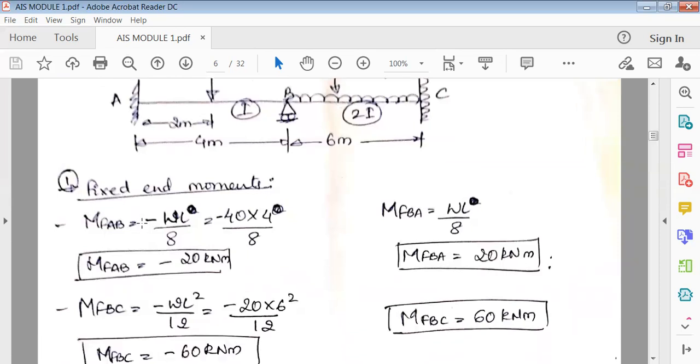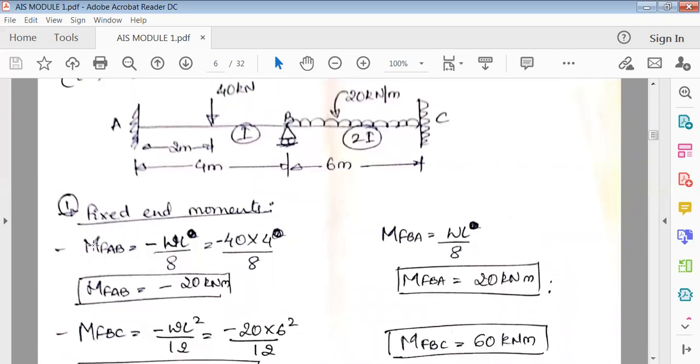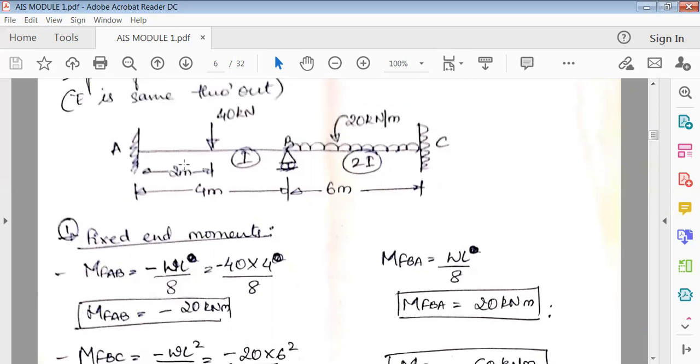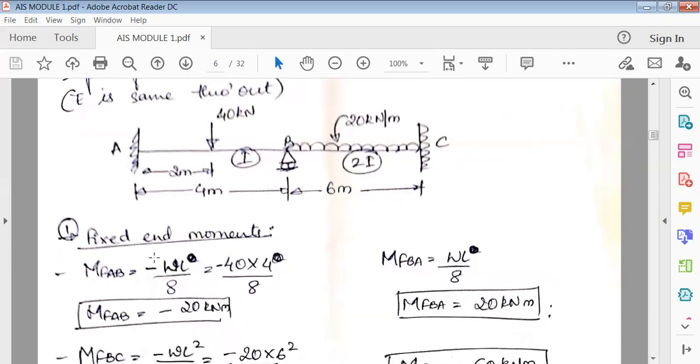The first step is finding the fixed end moments. That is why we are going to add a suffix for that, so the moment is nothing but MFAB. F indicates fixed end moments. In all the problems in this unit, we will be splitting the spans. We will be treating the AB span as one span and the BC span as another span. We will be splitting the spans and finding out the moments individually. So the first step is fixed end moments.